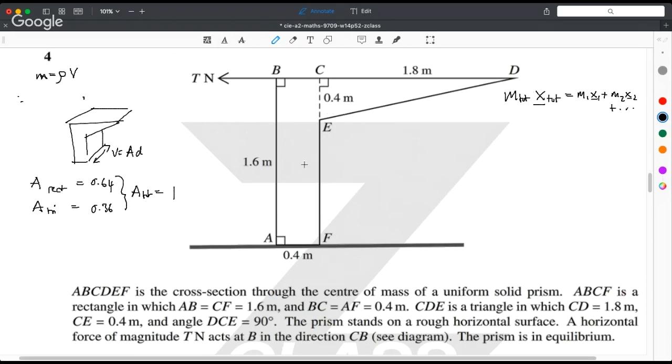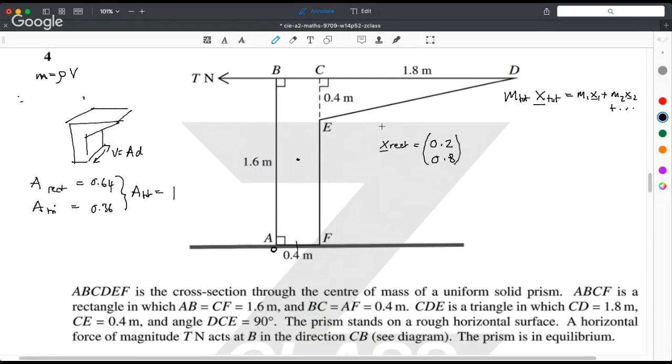Well, we know the center of mass of a rectangle. That's pretty easy. That's just going to be right in the middle. And so X rectangle is going to be halfway along here. So I'm going to call this 0, my 0 point where A is. So that's going to be 0.2 and then up 0.8. Well, that's pretty easy.